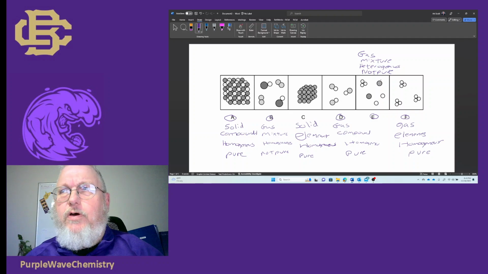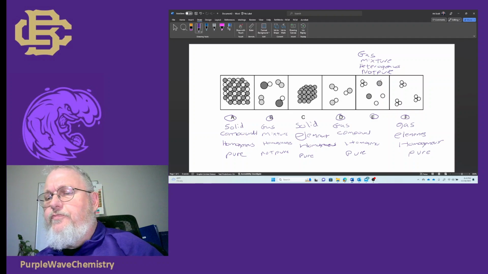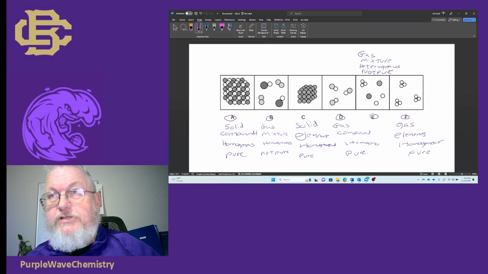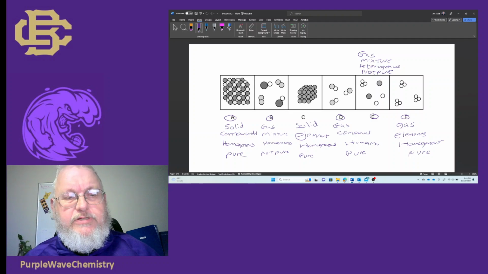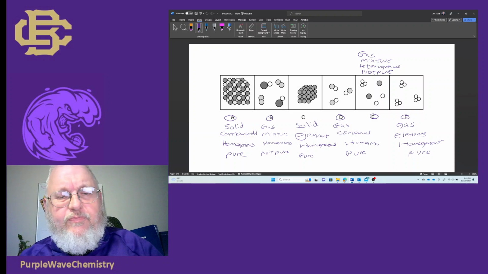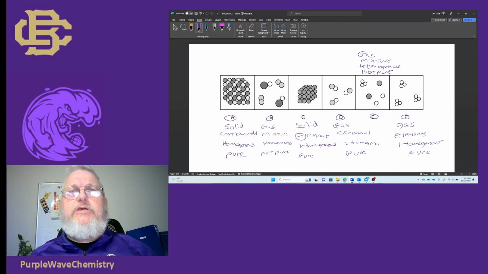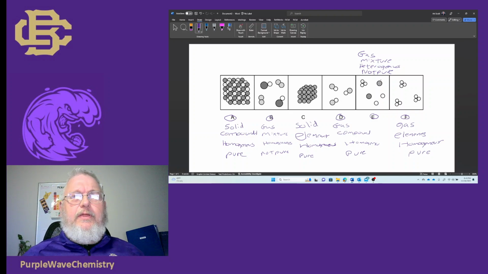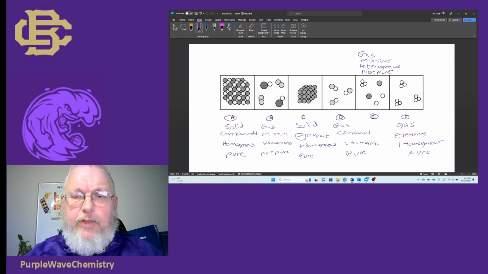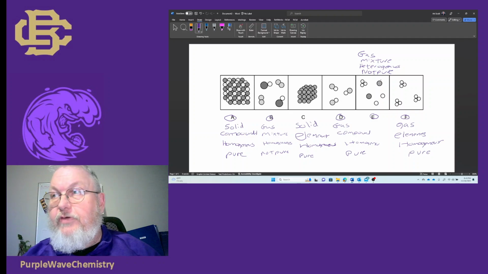Hopefully that will help you on the Unit 4 test, as far as looking at some of these diagrams and helping you figure out what you're looking at. And even above and beyond Unit 4, anytime you see a particle level diagram, think about it and look, and that will help you out a lot in the future.